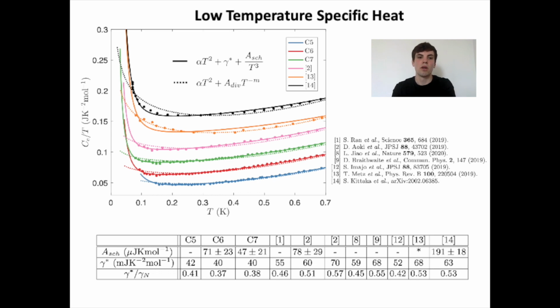Importantly, however, all but one sets of data, including the higher temperature data, are adequately fit by a T-squared term plus a constant. This constant is the aforementioned residual Sommerfeld coefficient. This residual component is observed to be approximately half the normal state value, which has motivated some to suggest that only one spin direction is being paired.